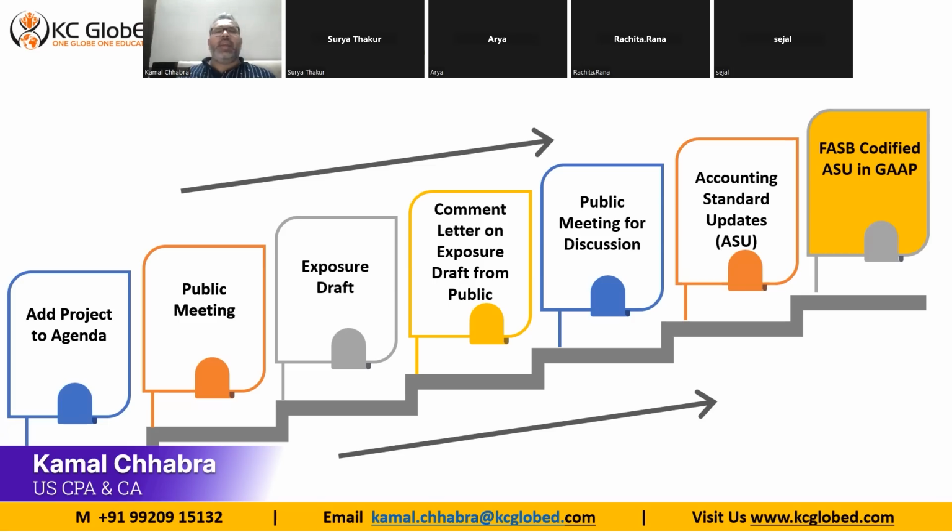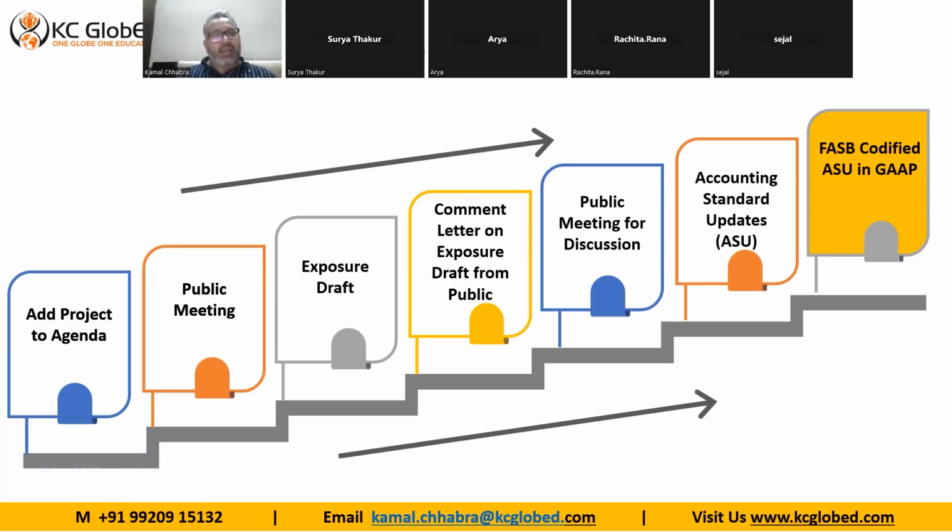Next, internally the FASB team develops an exposure draft of how the accounting standards codification should read for the respective accounting matter, and they give that exposure draft to the public at large for their input and comments. That is called the comment letter on the exposure draft from the public. Then they conduct a public meeting for discussion based on the input received. After that, they make an accounting standards update if it is a continuation of the existing codification. If they have to create something new in the codification, it goes to Congress for approval. So this is the process of building a new accounting standard in the United States of America. Make sense?